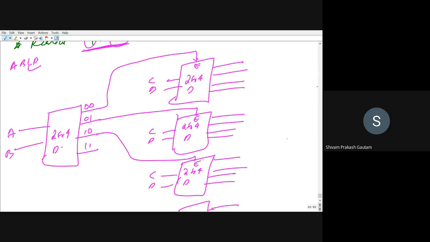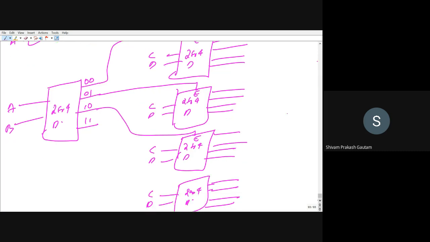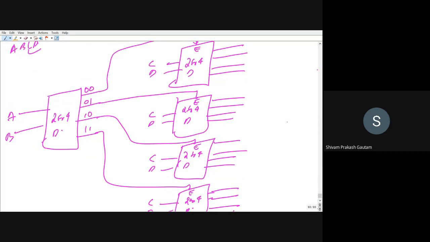Just pay attention. So enable high. Right now, for example, let us suppose that we are choosing A equal to 0 and B equal to 0. When both of these are 0, this D0 line will be high. This D0 line will be high for this combination. When A is equal to 0, B is equal to 1, this D1 line will be high. When A is equal to 1, B is equal to 0, then this D2 line will be high. When A is equal to 1, B is equal to 1, this D3 line will be high.